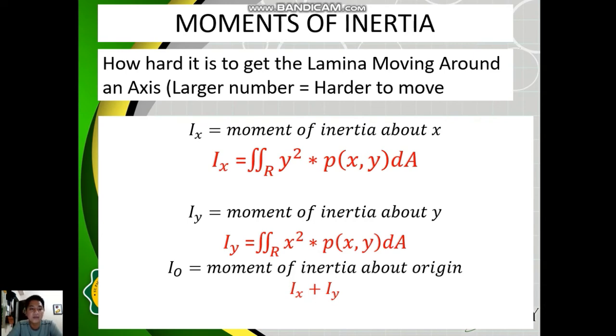And then I sub y is equal to the moment of inertia about y. And the formula is the double integral of x squared times p of xy dA. And then I sub o, or I sub 0, is the moment of inertia about the origin. And it is the combination of I sub x plus I sub y.